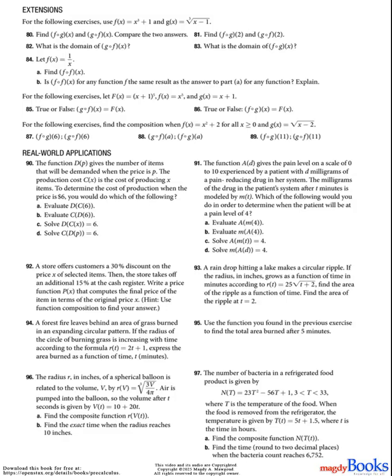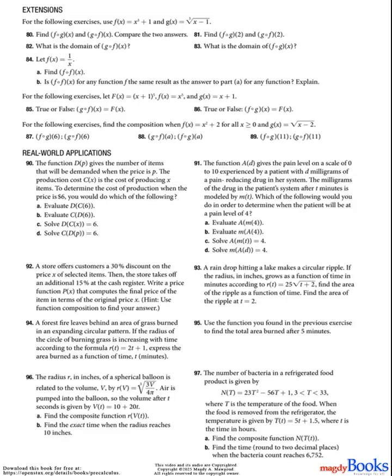For the following exercises, let f(x) = (x + 1)⁵, f(x) = x⁵ and g(x) = x + 1. 85. True or false? (g∘f)(x) = f(x). 86. True or false? (f∘g)(x) = f(x).